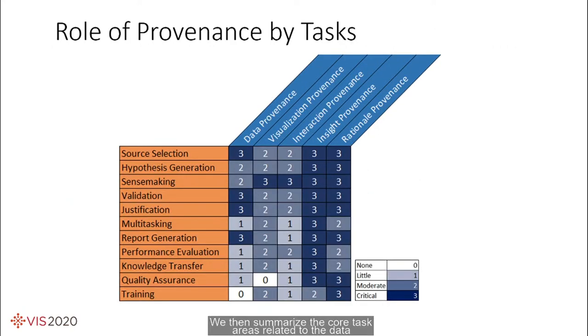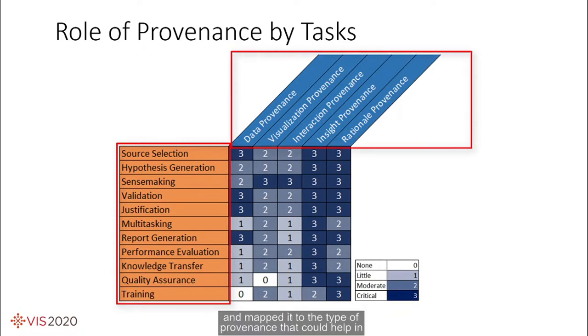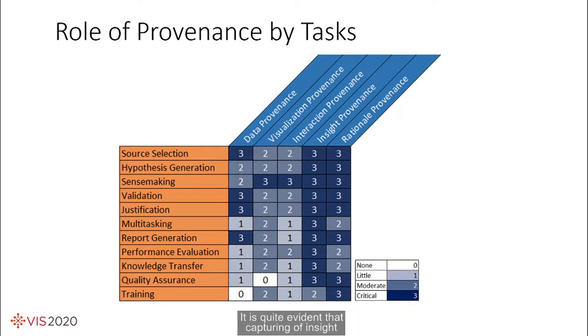We then summarized the core task areas related to the data analysis process and mapped them to the type of provenance that could help in addressing that issue. From these mappings, it is quite evident that capturing of insight provenance could help in handling the majority of the analytic tasks identified through our interview. Let's take a detailed look into some of the analytic tasks identified through our interview.